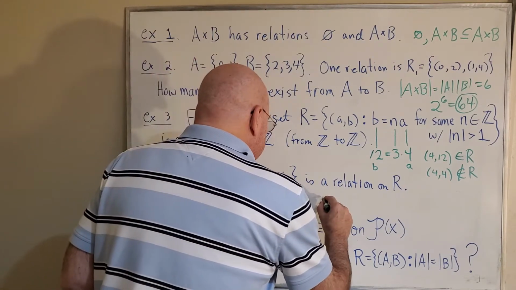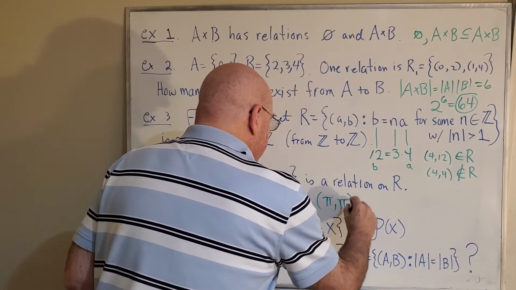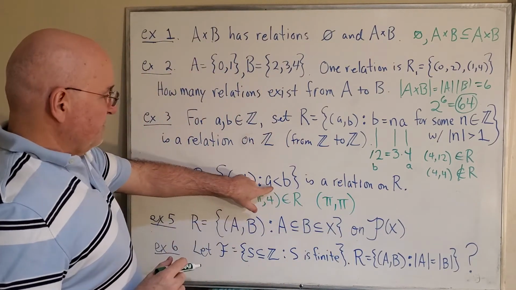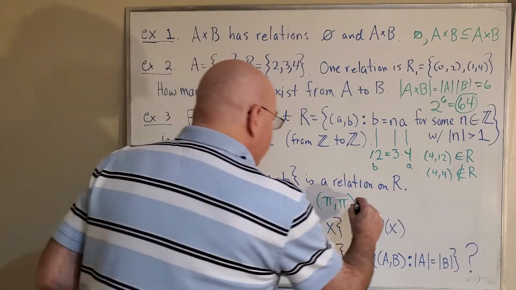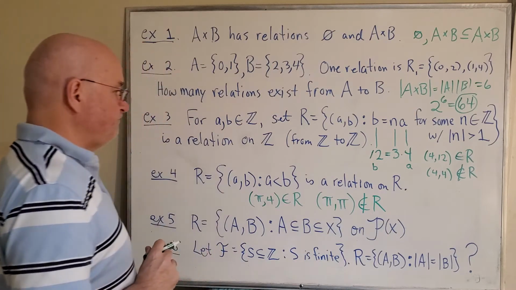I could pick (pi, pi), and they're equal to each other, so it is not the case that pi is less than pi. That is not an element of R.